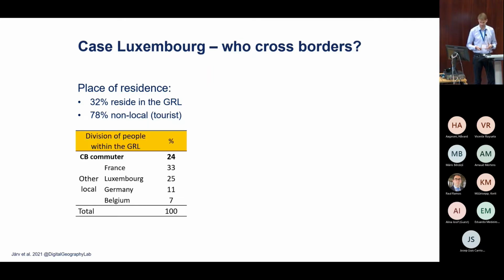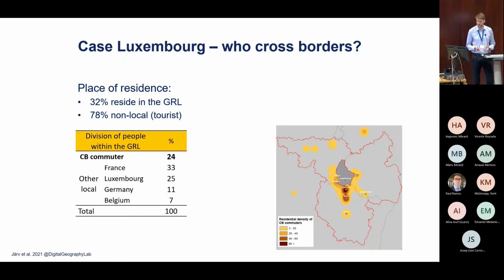And if you focus on those who are living in the greater region of Luxembourg, we also took into account their, let's say, mobility patterns. And if we saw significant mobility patterns between different country pairs within the greater region of Luxembourg, we considered them as cross-border commuters. Based on our methodology, we found that basically every fourth is a commuter, and the rest of them are considered other local people, from different countries in the greater region of Luxembourg.